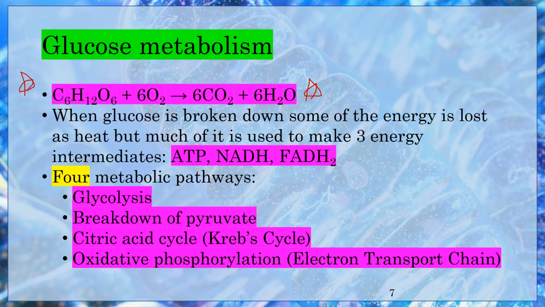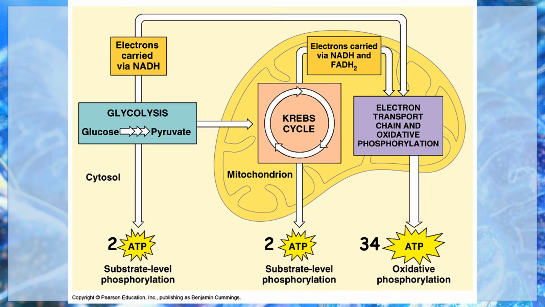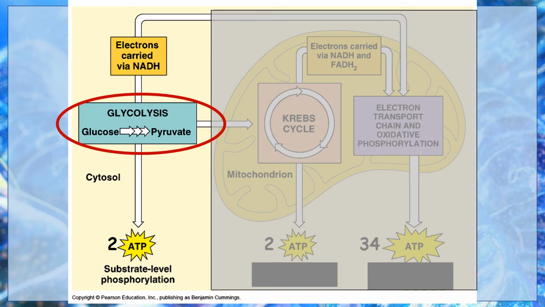We have four metabolic pathways that we'll be going over. The first one is glycolysis. Then we have what's called breakdown of pyruvate. We have the citric acid cycle, which is also known as the Krebs cycle. And we have oxidative phosphorylation, which is also known as the electron transport chain. This is the whole process of cellular respiration, as seen in your book.